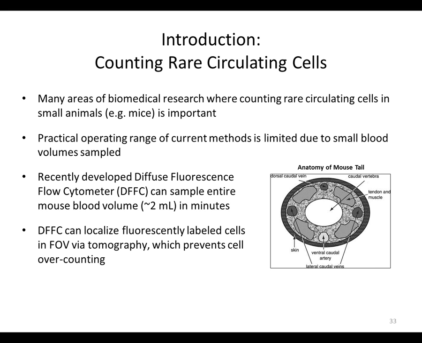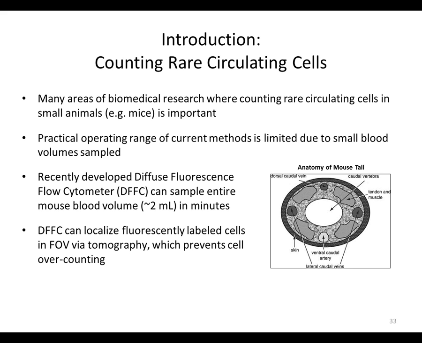So the solution that's been developed in our lab is basically to zoom out and look at a larger area, like the limb of a mouse, or the tail of a mouse, where you have larger blood vessels and more blood vessels. And here the flow rate is about 0.2 to half a milliliter per minute. So it's possible to sample the entire blood volume of a mouse in several minutes.